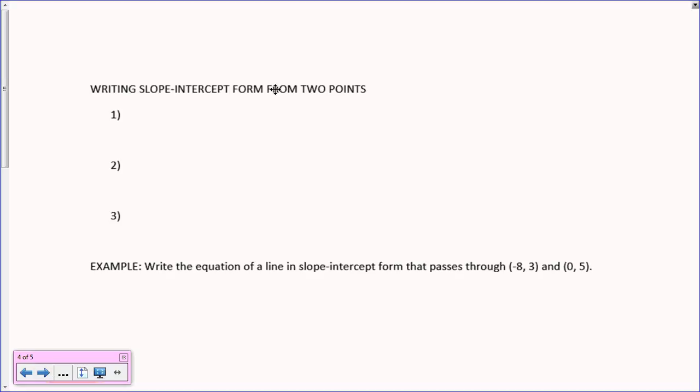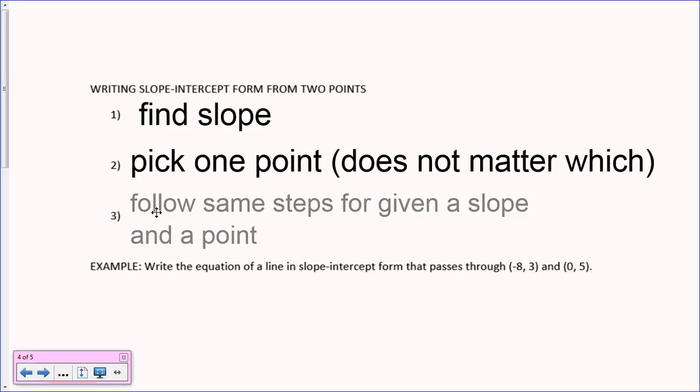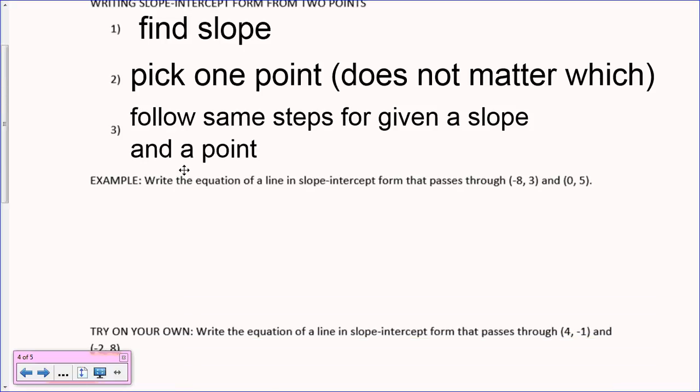Writing slope-intercept form from 2 points. So first, if we have 2 points, we're going to find the slope from those 2 points. Easy peasy. Once we have the slope, we're just going to pick one of the 2 points. It doesn't matter which one. Then we have a point and a slope. We're going to follow the same steps as for given a slope and a point. That's all. So here's our example.